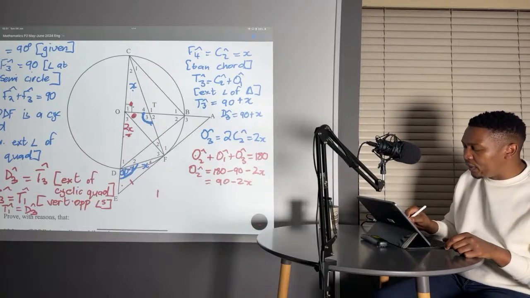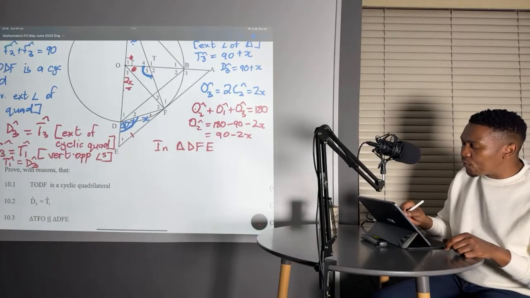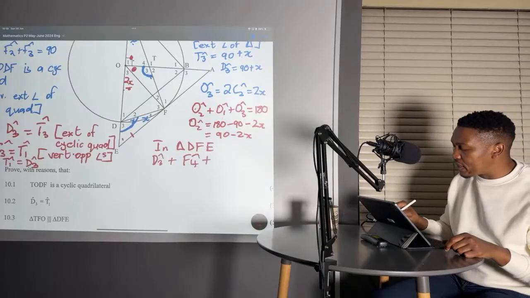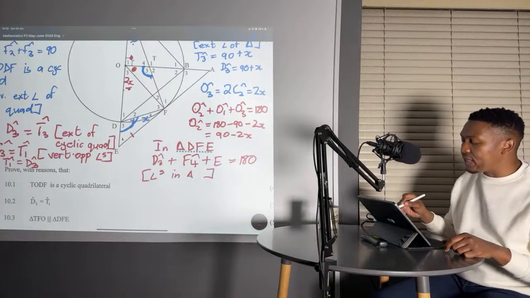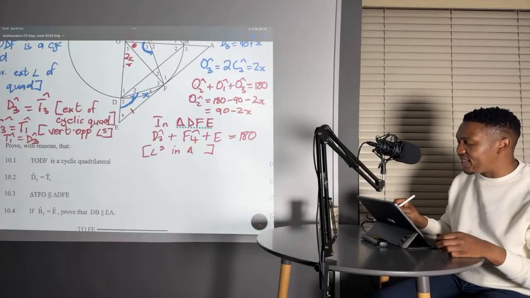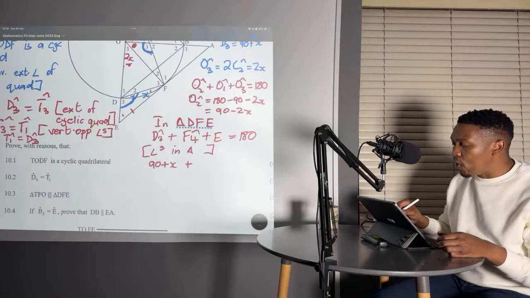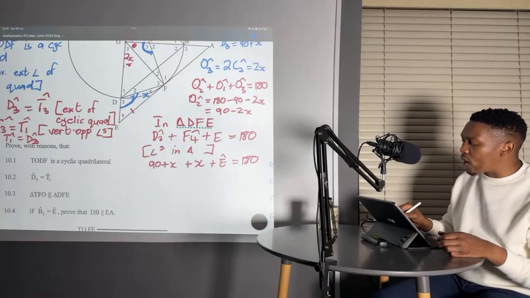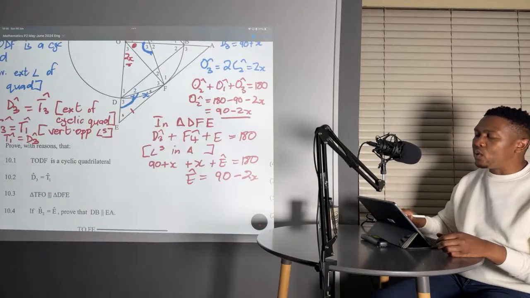But if I go to triangle DFE, then what do I note? To find angle E, again, it's going to be angle D3 plus F4 plus angle E. These are equal to 180. Those are sum of angles in a triangle. Now, guys, I promise you, after this, it gets easier. So in this case, D3, remember we found that to be 90 plus x. F4, that is x, plus E, and this is equal to 180. What do you note? Angle E will be equal to 90 minus 2x, which is exactly equal to angle O2.